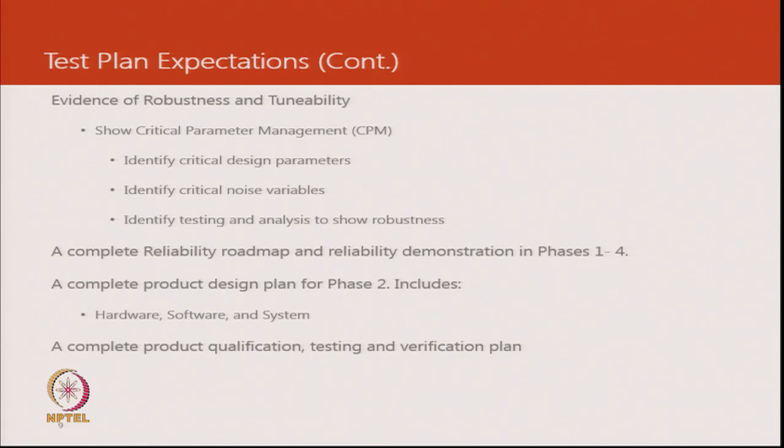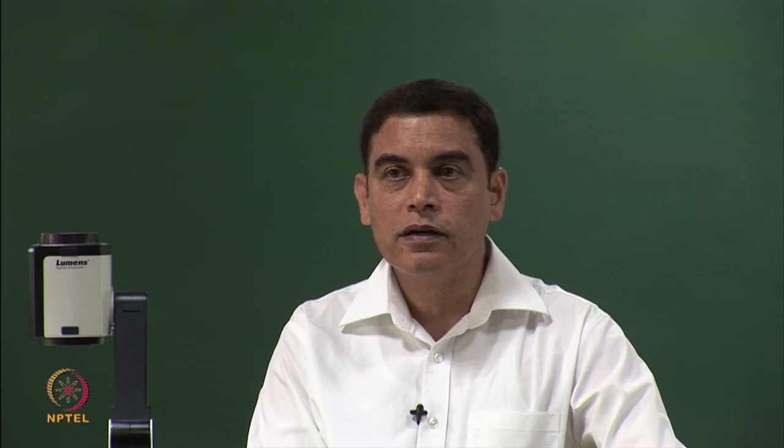Then we touched upon robustness and tunability a little while back when we said we do tests at lower voltages than the standard may require. We try and map what happens in the environment. And then we also need to demonstrate reliability roadmap. So that could include doing stress tests on individual components as well as the whole product. And I'll touch upon some of those reliability tests in the next slides.